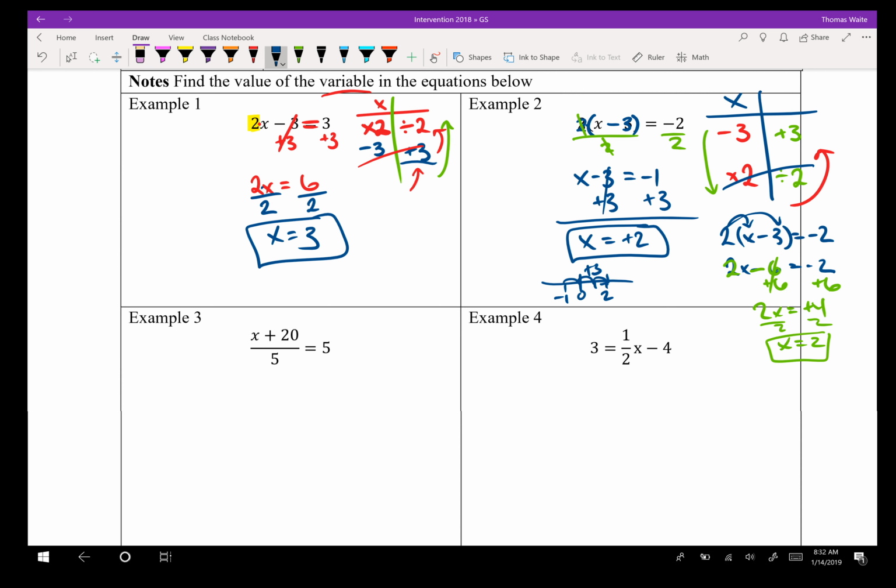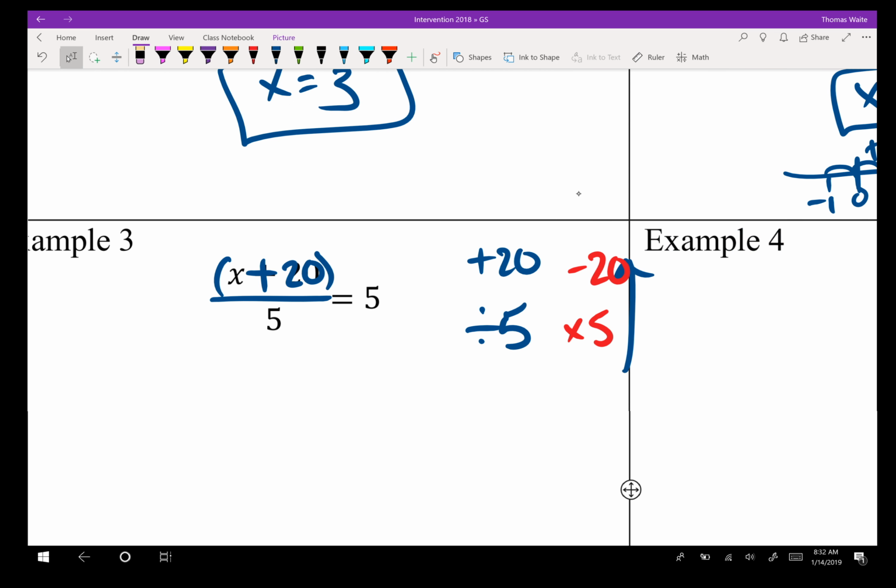All right, let's just do those. Multiply by 5. Oops. Multiply by 5. All right, computer's slow. All right, change it there. Multiply by 5. Those cancel. I'm left with x plus 20 equal to 25.